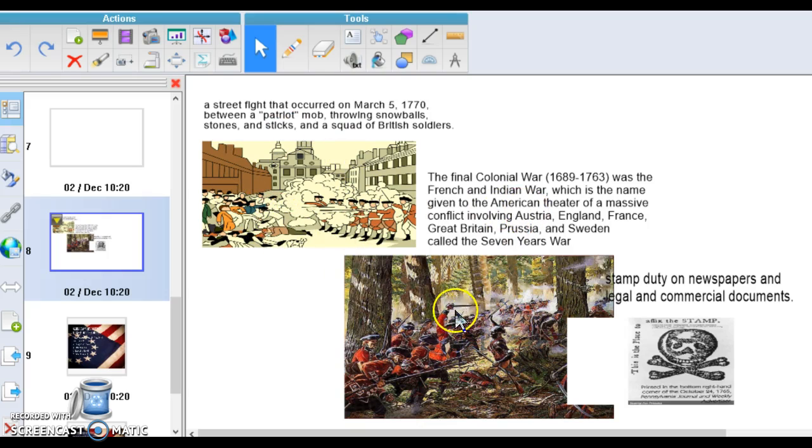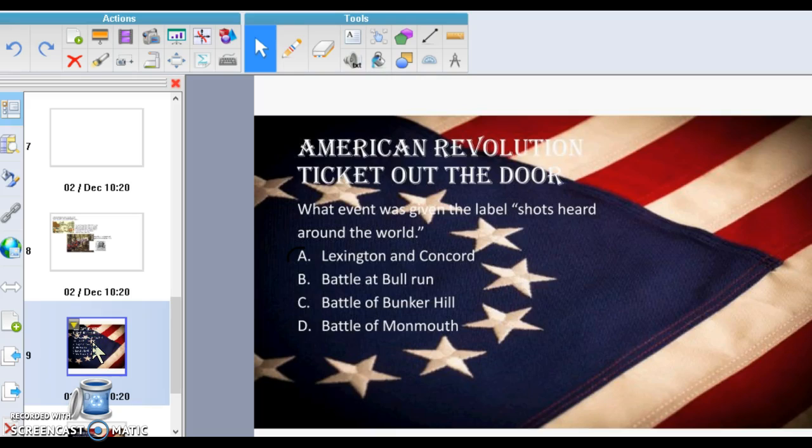Then we also see a picture here of the French and Indian War. And then we also see a picture here of the Stamp Act. This is my formative review of what we covered in class. And so this is a way that we would use matching in order for my students to learn. And then let's do this one with the rest of the class.